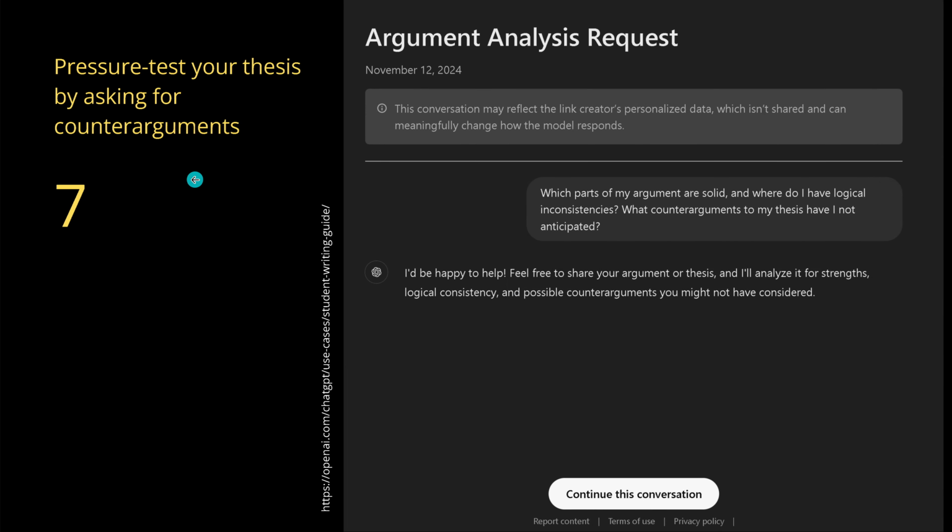Number 7, pressure test your thesis. Now you're writing a thesis by asking for counter-arguments, which could be possible counter-argumentations by your professors if they say, hey, have you thought about this and what about this? So you simply say in this prompt given by OpenAI, which parts of my arguments are solid and where do I have logical inconsistencies? What counter-arguments to my thesis have I not anticipated?